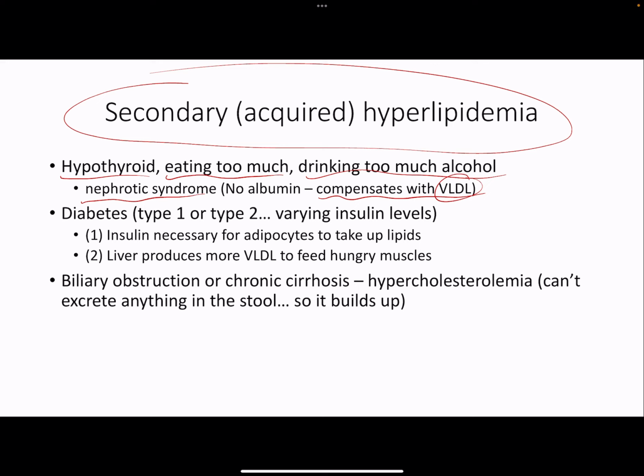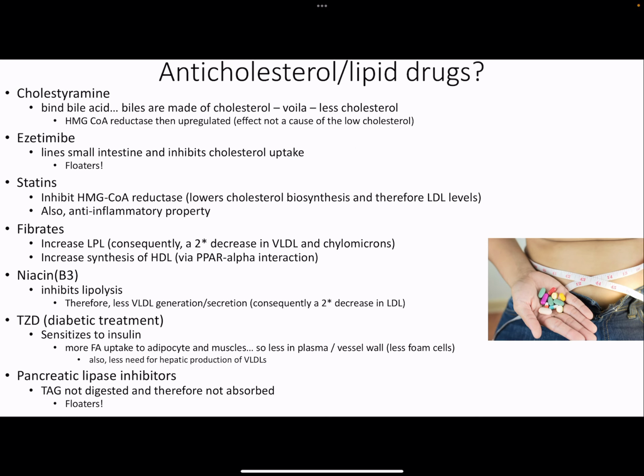And then biliary obstruction or cirrhosis, a screwed up liver: you cannot properly generate bile and excrete it in the stool. So you're going to have hypercholesterolemia here as well. A bunch of different drugs to bring down our levels. Again, we're mainly concerned not with being less fat or having fewer adipocytes, but we're talking about mainly having less fats in the blood.